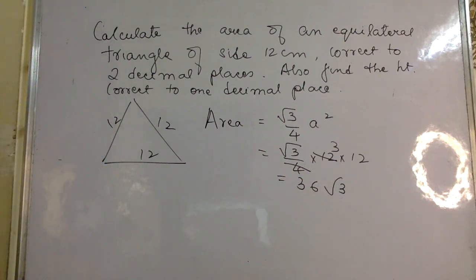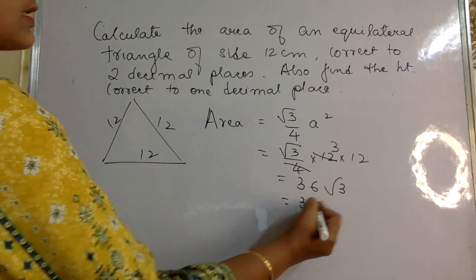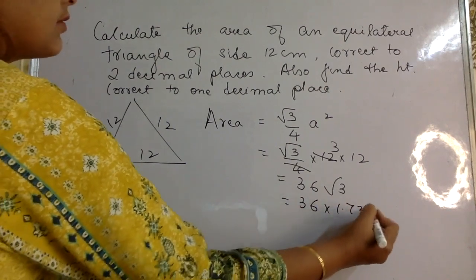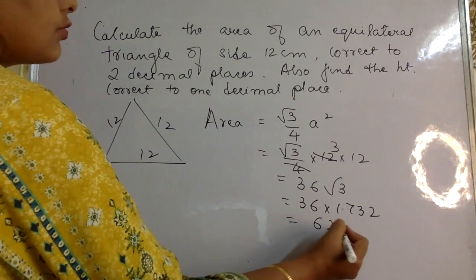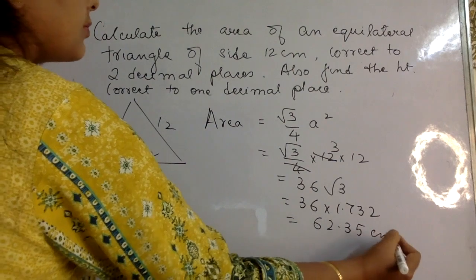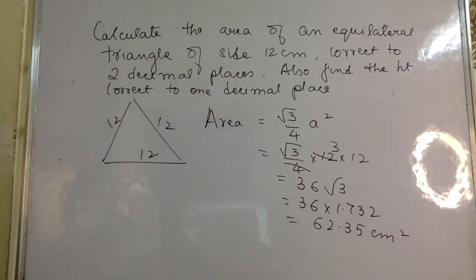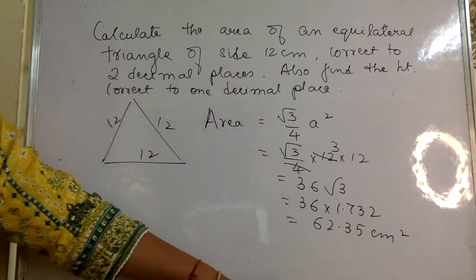If I multiply 36 with root 3, that is 36 with 1.732, I am going to get 62.35 centimeter square. Now that is the area. Once you know this formula, you can always do this.